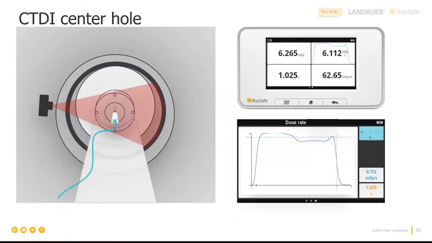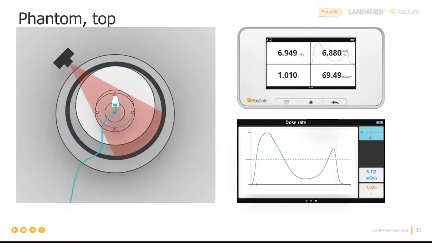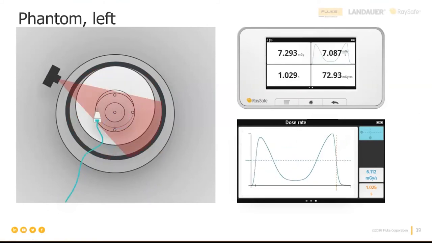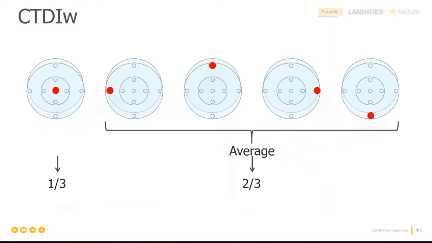So that was CTDI in the center hole. Let's have a quick look at the four peripheral holes as well. We'll put the CT sensor in the top hole, the right hole, the bottom hole, and the left hole. And this gives us the five positions. We average the four peripheral ones, add 2/3 of that to 1/3 of the center, and then compensate it in a formula.